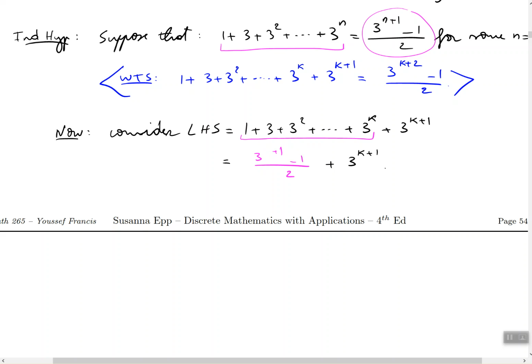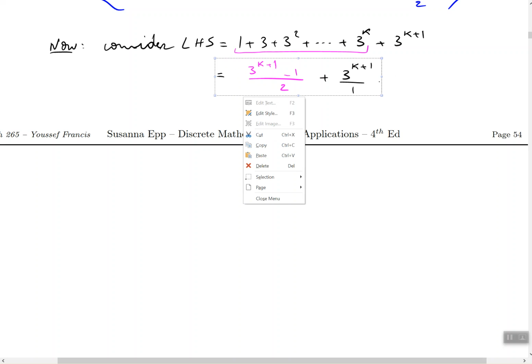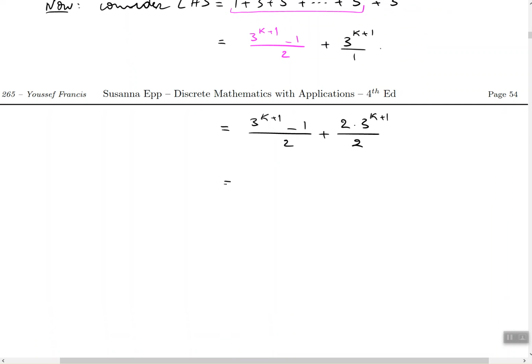Okay, and so there we go. It seems like we have two fractions, and so maybe a good idea would be to put them both with the same denominator. So I'm going to continue on the next page. This is the same thing as saying 3 to the k plus 1 minus 1, all divided by 2, plus, well, we need a common denominator, so let's go ahead with the 2, so 2 times 3 to the k plus 1. Since they both have the same denominator, we'll combine them together, and it will say now 3 to the k plus 1 minus 1 plus 2 of the 3 to the k plus 1.